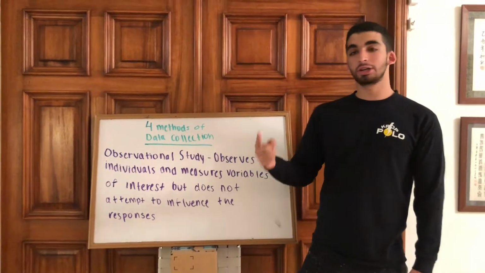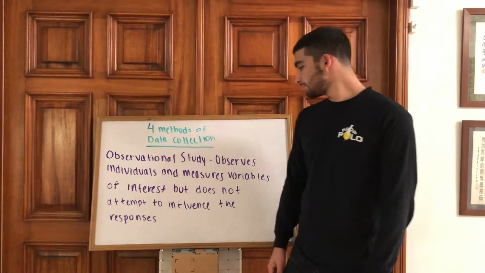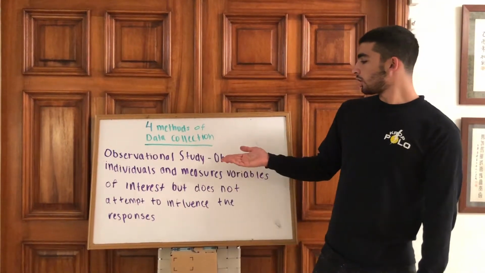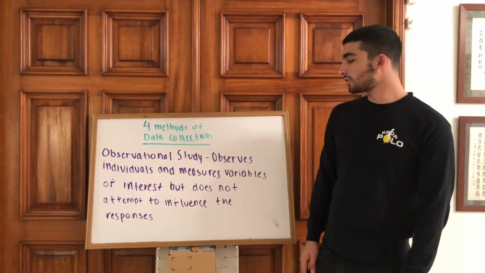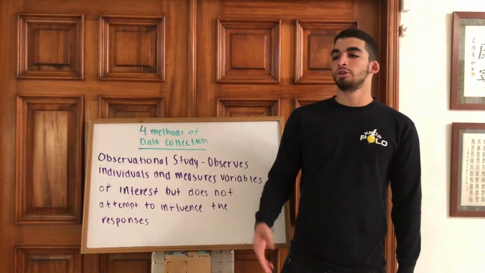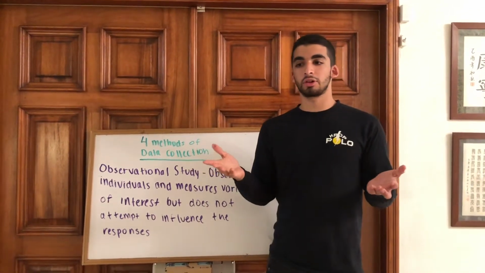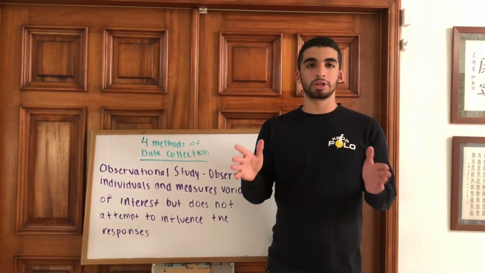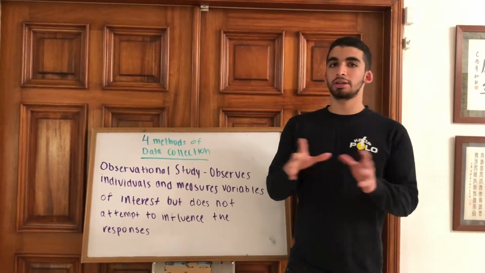The first method we're going to go over is an observational study. The definition of an observational study is that it observes individuals and measures variables of interest, but does not attempt to influence the responses. That means the person collecting the data will just observe his surroundings or whatever he wants to measure, but he's not physically changing anything in the environment.